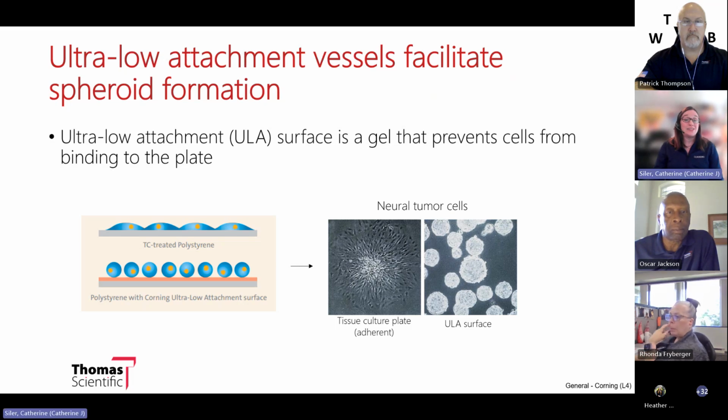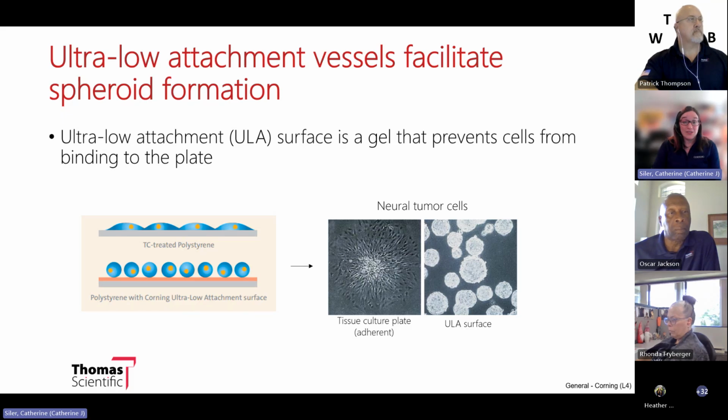Now that modified surface on our plates and dishes is called ultra low attachment. So our ULA surface is just like a gel that's already coated on the plate, and it prevents cells from binding to the plate. So if we look at our schematic on the left there, normally cells kind of spread out and they attach to that plastic. But then at the bottom, if we have our ultra low attachment surface on there, they can't stick. They kind of have to stick to each other.